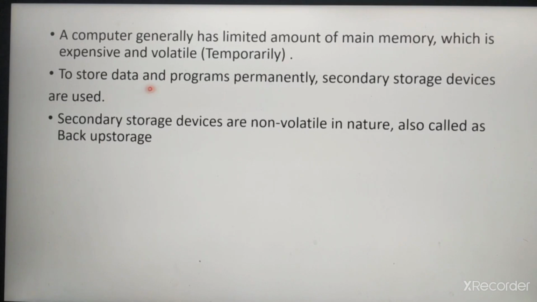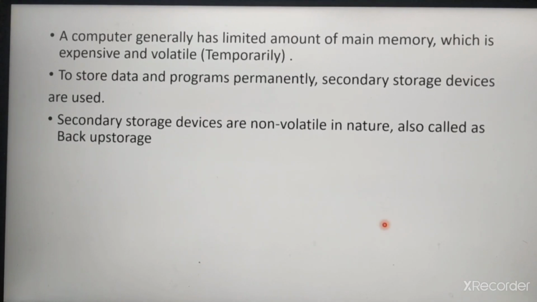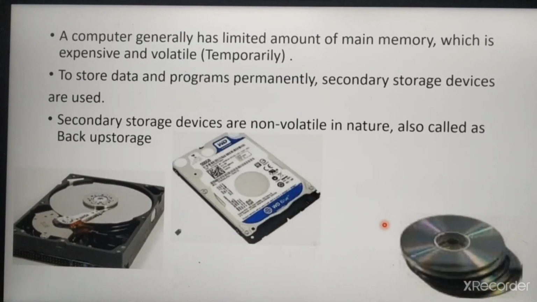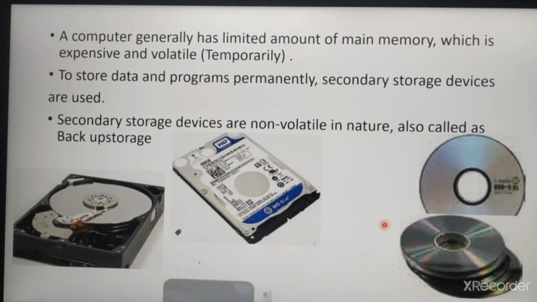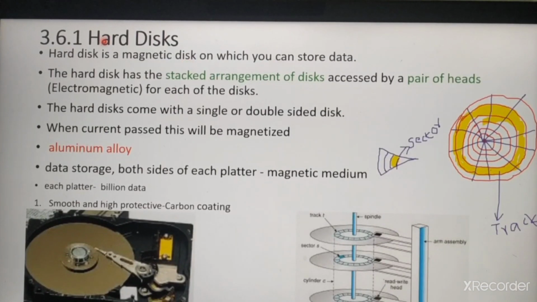So to store data and programs permanently, we need secondary storage devices. The secondary storage devices are non-volatile in nature. Non-volatile means once the power is off, the data will be retained here. So the secondary storage devices are also called backup storage. There are different types of secondary storage devices available like hard disk, compact disk, DVD, pen drive and Blu-ray disc. Here we can see about hard disk.